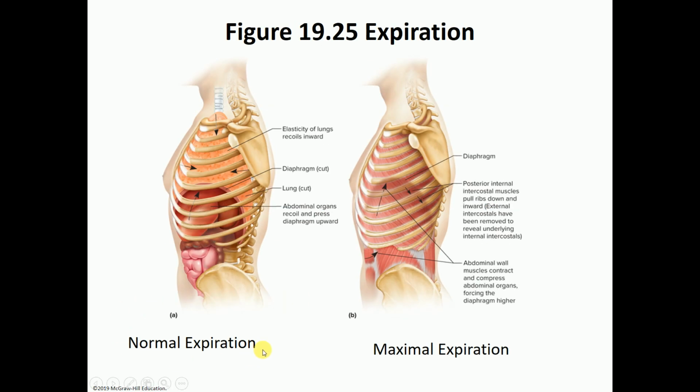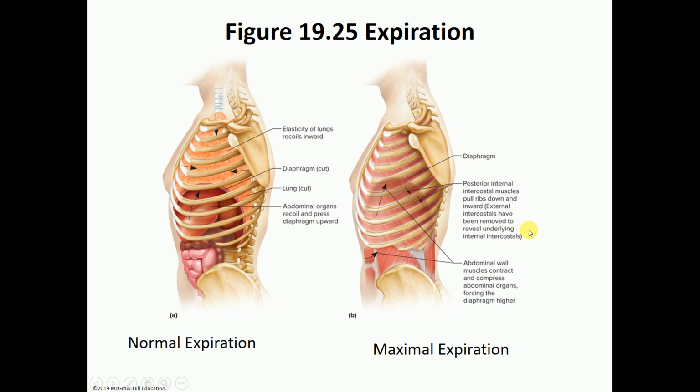Here again, you can see normal expiration. So basically what you need to do is relax the diaphragm, and due to the elastic recoil of the lungs combined with the surfactant, that is going to increase the intra-alveolar pressure, elevating it above the atmospheric pressure, pushing the air out. In maximal expiration, we could also contract the abdominal muscles if we need to, and the internal intercostal muscles as well.